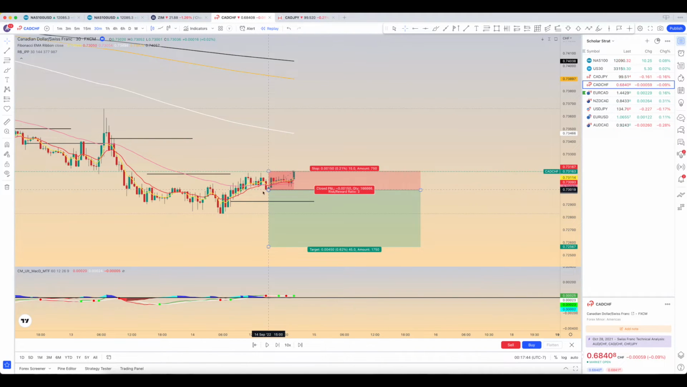Right at 3 o'clock, it's choppy. The thing is, in the morning, it really doesn't make a difference. But in the afternoon, when markets are closing and opening up again, broker spreads are nuts. All right, so this I would have taken a sell stop, and as you can see, it didn't trigger.